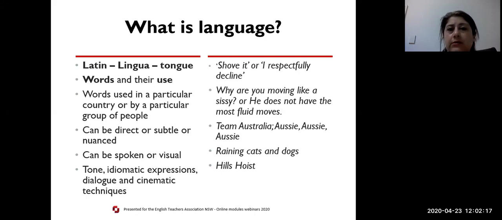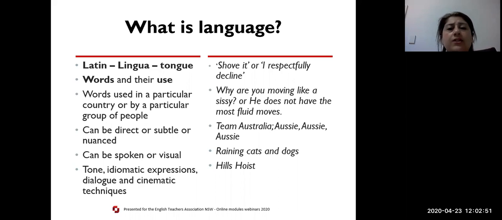So if we want to tell someone to move away from us, we can say "shove it" or "I respectfully decline." That use of register, whether something is formal or informal, really very much tells us a lot about the speaker and their identity, the language that they use. We've got people saying, "Why are you moving like a sissy?" And just that connotation of the word sissy references an attitude, a value system. And that's what we're going to be looking at when we look at The Castle. How do the words reveal the character, the identity, and the values behind them?